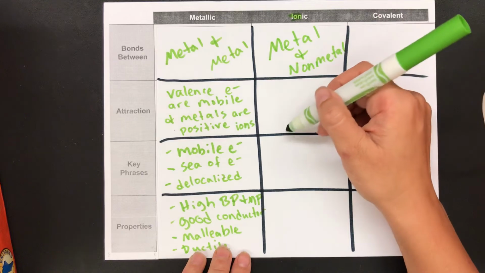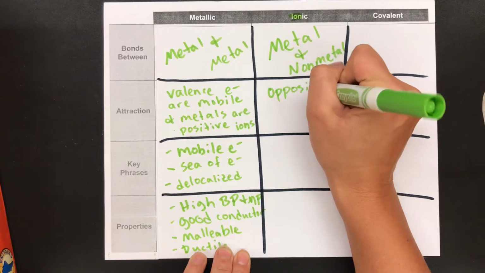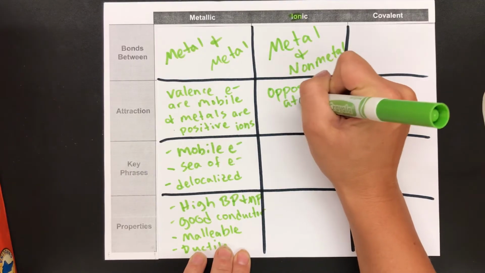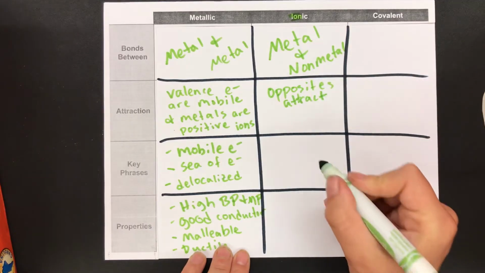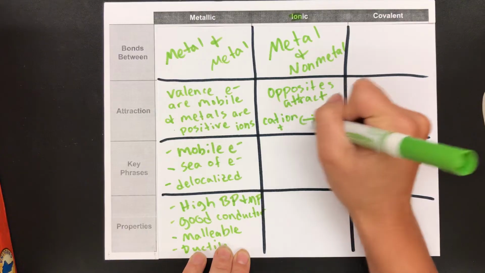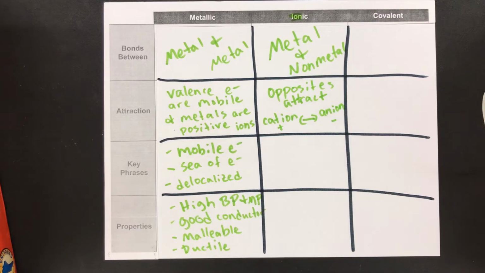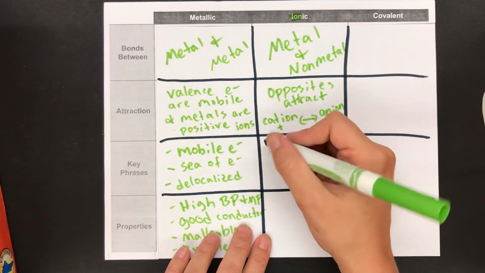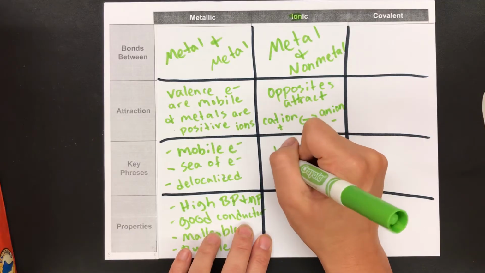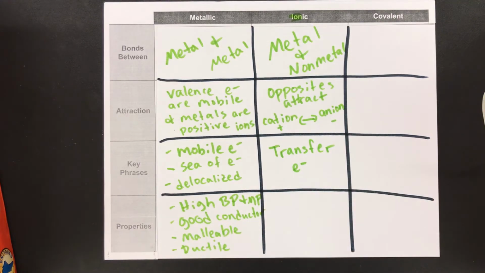The attraction is because you get the opposites attract. Opposites attract. You get this cation which is positive, and it's attracted to the anion that is negative. So you get this attraction between the two. Key phrases, you need to make sure that you know they transfer electrons. That's what's happening with their electrons. The cation is giving them to the anion. So the cation becomes positive, the anion is negative.